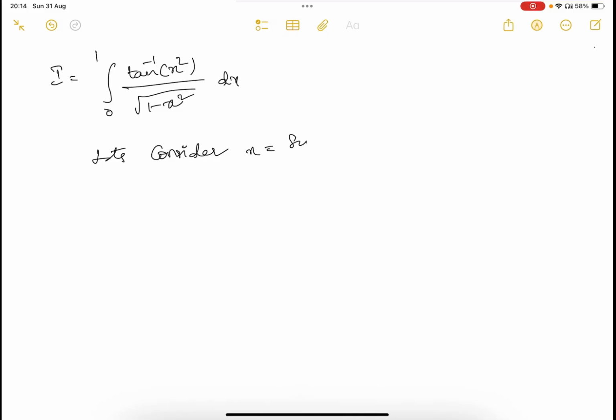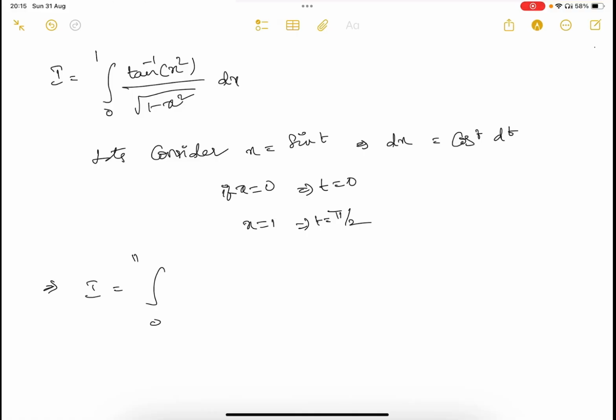x equal to sin t. Then dx will be cos t dt. What about the limits? If x equal to 0, that implies t will be 0. If x equal to 1, then t must be pi by 2. Right?